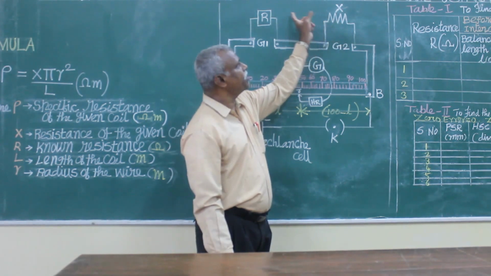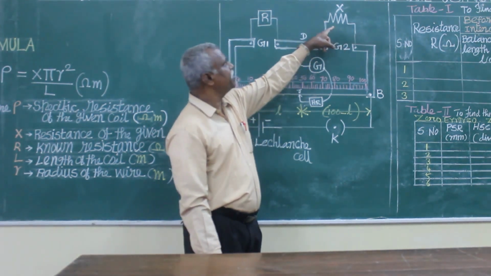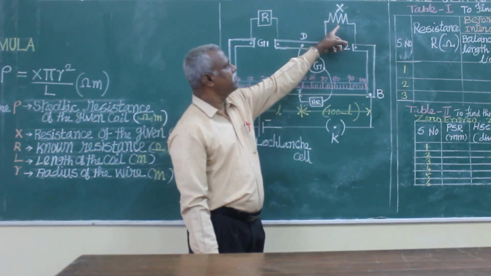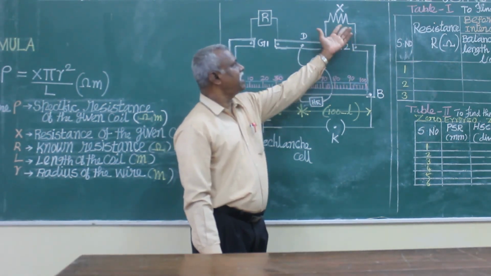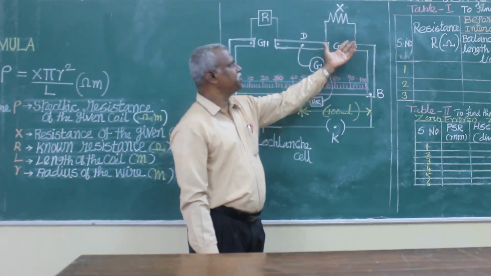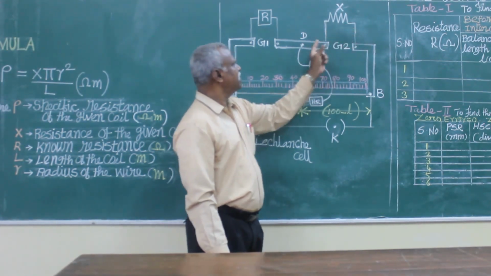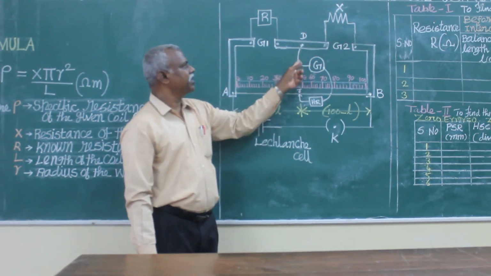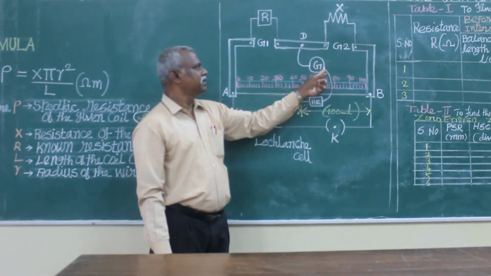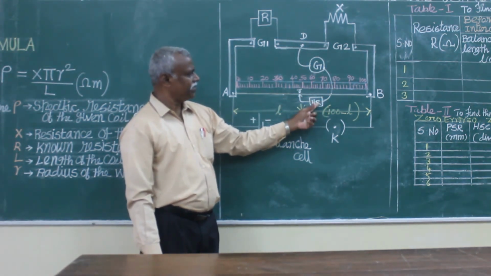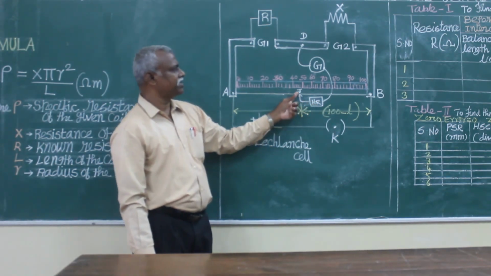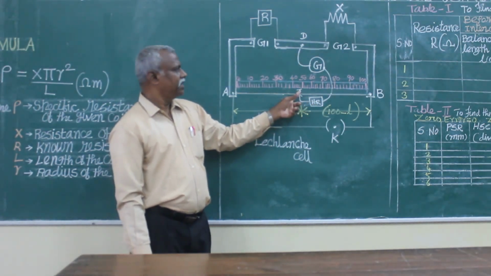That means, what are you going to find out? You are going to find out the coil resistance only. So in the gap G2, you have to connect the coil. Then from the point D, you have to give the connection to the galvanometer. From the galvanometer, to the high resistance box. From the high resistance box, to the jockey.